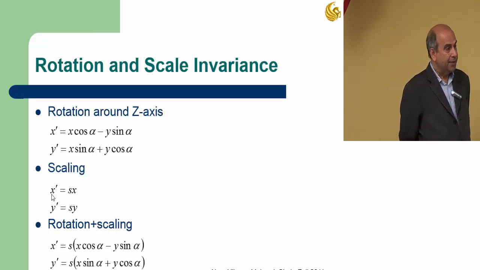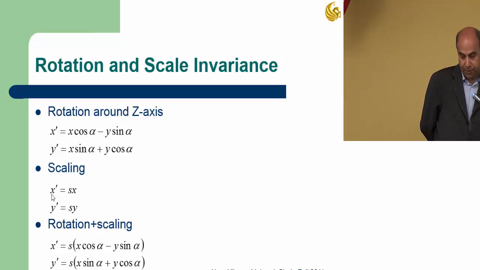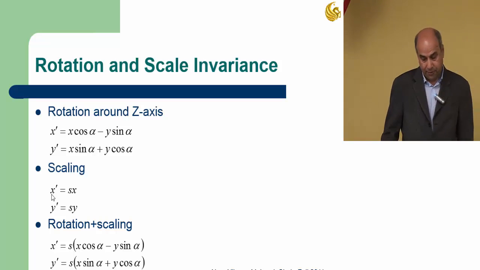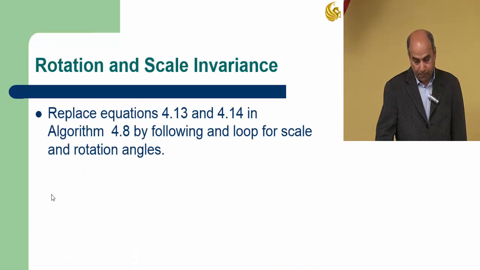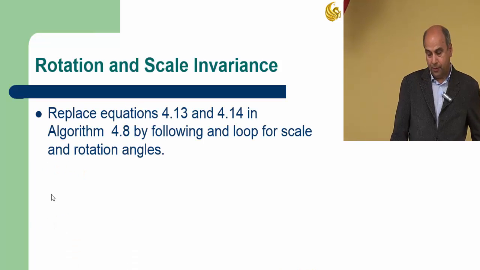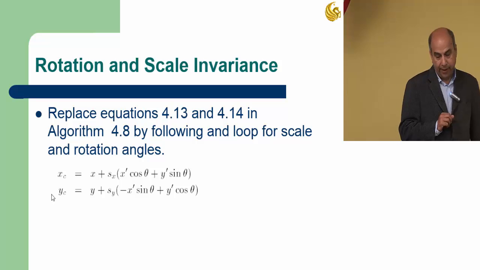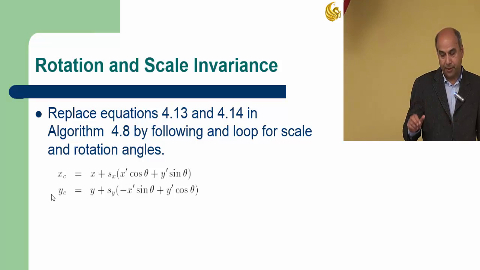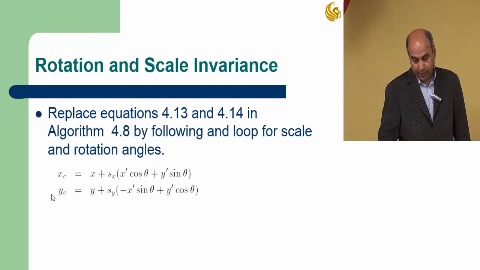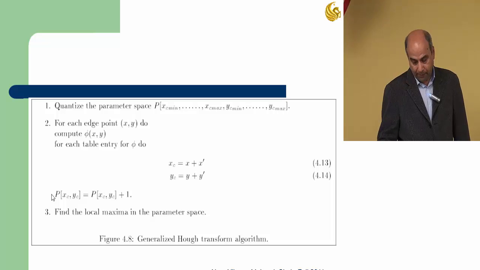So now, instead of using the original equation, we use this equation for x prime, y prime, which captures the scale and rotation, which is again nice. Replace those things by this. That's two equations, just change that. So now xc is x plus sx, the scale, and you can even have a different scale for the x-axis and for the y-axis. Then the rotation, x prime cos theta and so on, and that's it. The algorithm remains the same, no problem.